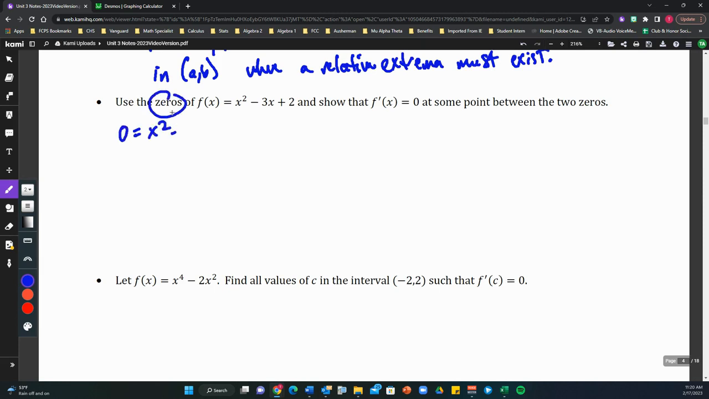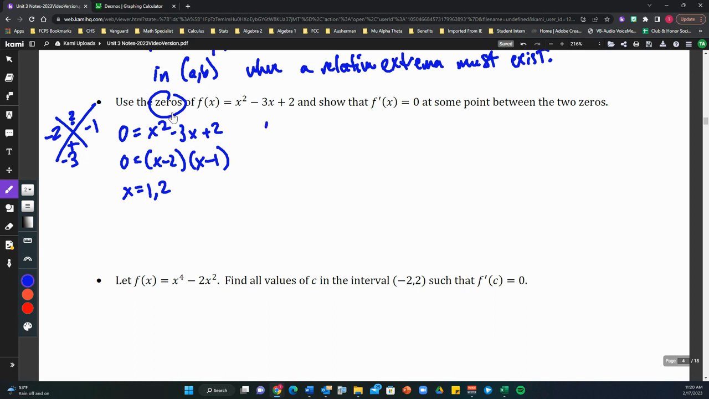So we have to do a little bit of extra work. We have to figure out what those zeros are for this quadratic function, which is simple enough. We can factor. So I need factors of positive 2 that add to make negative 3. Those would be negative 2 and negative 1. So we get x minus 2, x minus 1 as our factors. So my zeros are positive 1 and 2. So that becomes my interval. Those are my a and b values.